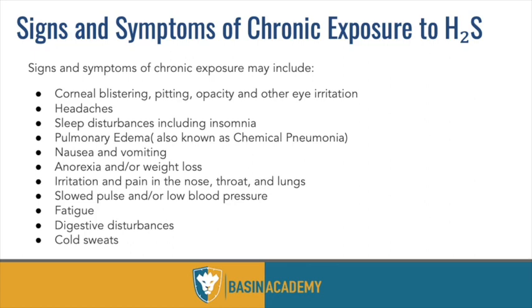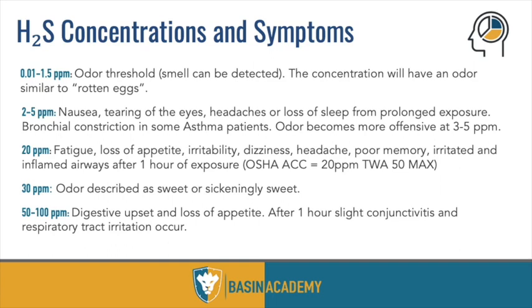So concentrations, again, we talked about the different ranges, from 0 to 50 to 100 parts per million. This is what we're typically going to see. Remember, 10 parts per million is where, essentially under 10, they say, hey, you're good for 8 hours a day. But as we can see here from the symptoms, nausea, tearing of the eyes, headaches, or loss of sleep from prolonged exposure, et cetera, from 2 to 5 parts, right? So even though OSHA says 10 is okay, we can turn our monitors down to start telling us at 5 parts.